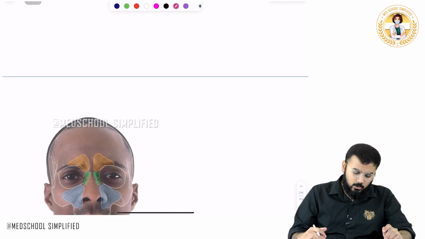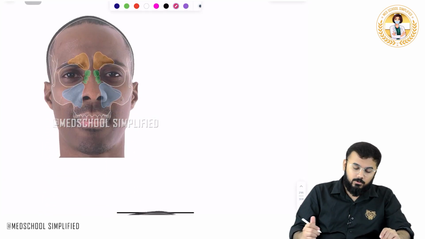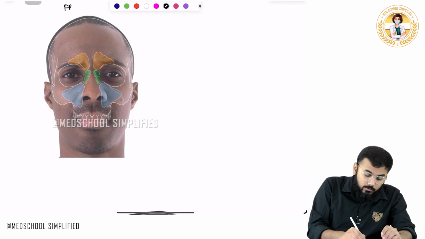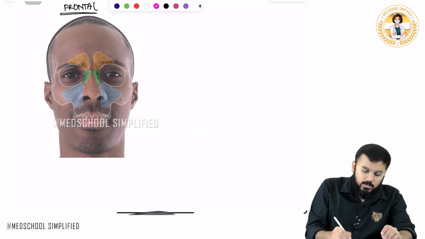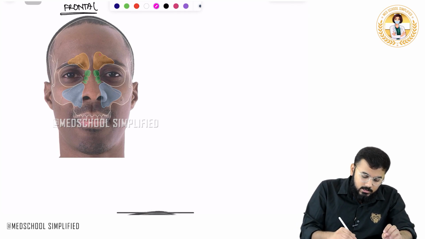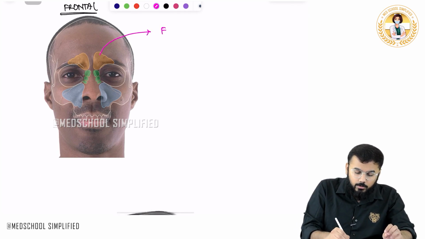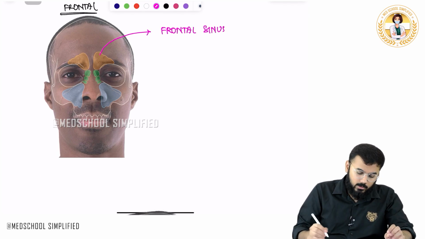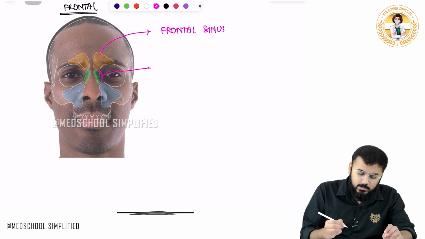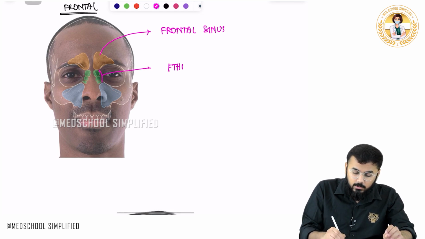Okay, let us look at these sinuses from the frontal view. In this frontal view, what are the different kinds of sinuses which you can observe? See, this sinus which is located in the frontal lobe is called your frontal sinus. How many frontal sinuses are there? There are two. Next, these sinuses which you can see are called ethmoid sinus.